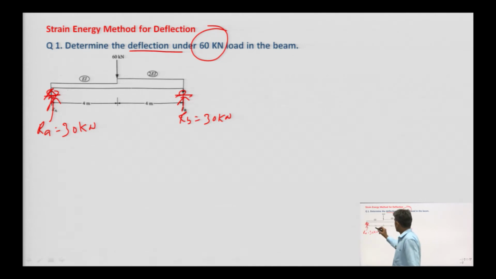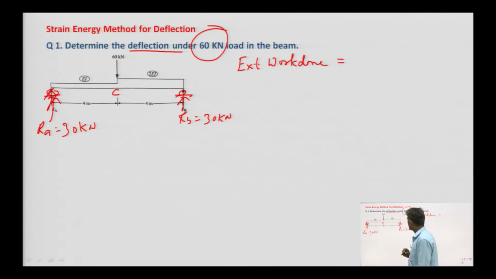So, deflection at this point. Suppose this point is C. We need to find the strain energy. We need to calculate both types of work done. External work done at C will be what?